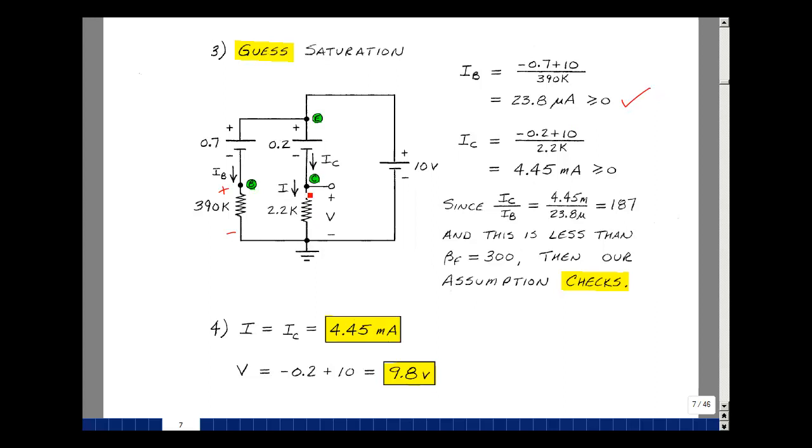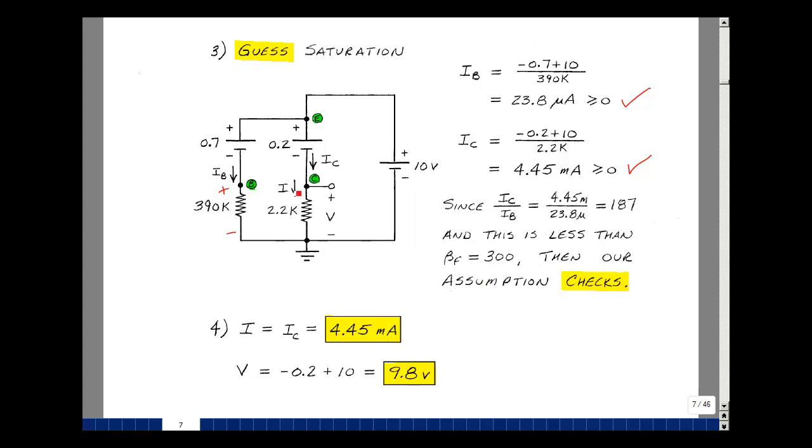The collector current is the current in this resistor. Let's find the voltage across it. So rise in voltage equals the drops around the loop. The rise in voltage is equal to minus 0.2 plus 10 divided by 2.2K, and that's 4.45 milliamps, and that too is greater than or equal to 0. Let's form their ratio. The ratio of 4.45 milli to 23.8 micro is 187, and that's less than or equal to 300. Our assumption checks.